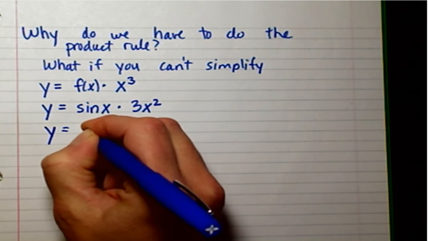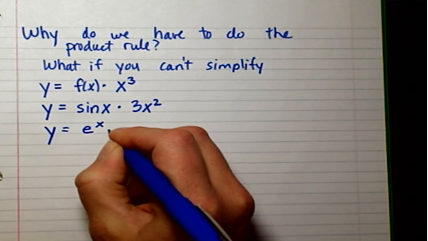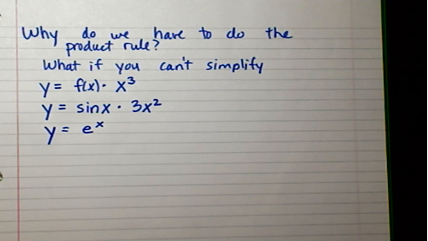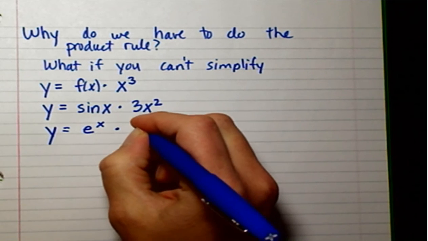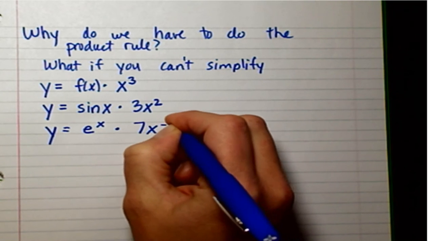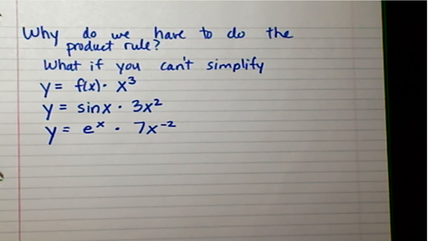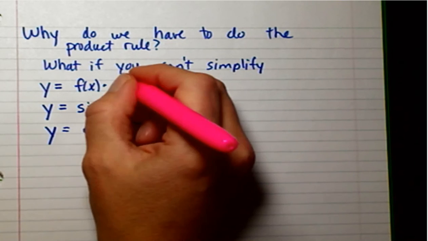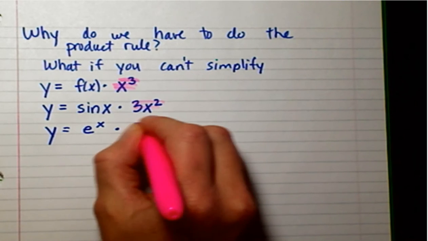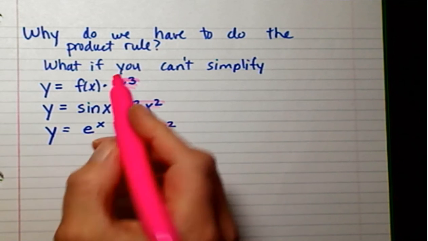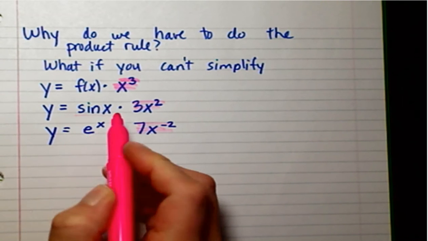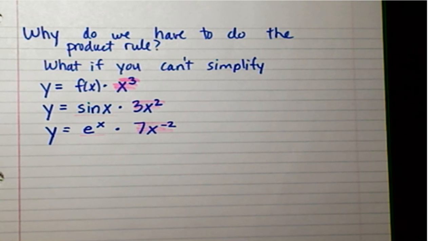What if I said e to the x, where the x is the variable, times 7x to the negative 2? That is a product that you cannot simplify. Now, when I highlight, these are the pieces that we learn how to simplify. We don't do this one and we don't do this one. All right, let's see, what else do we need a product rule for?